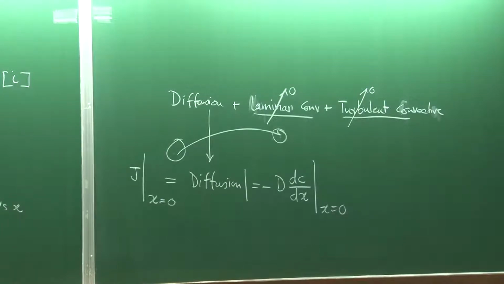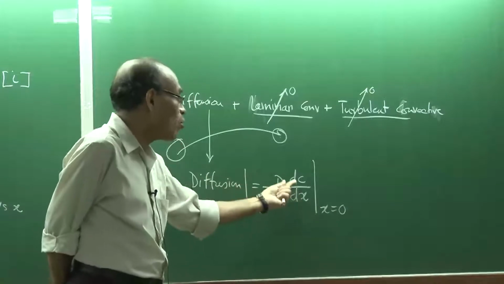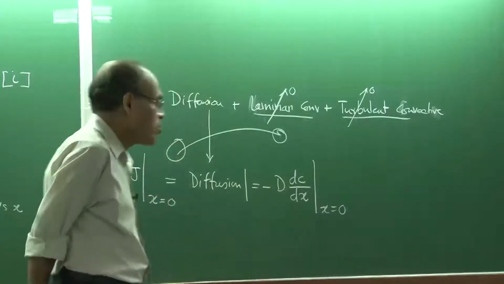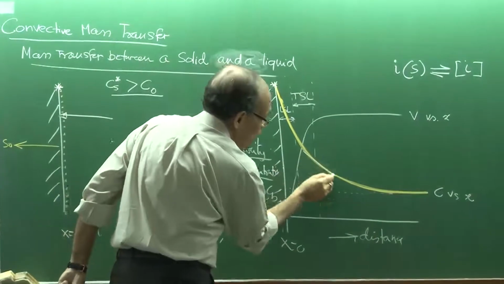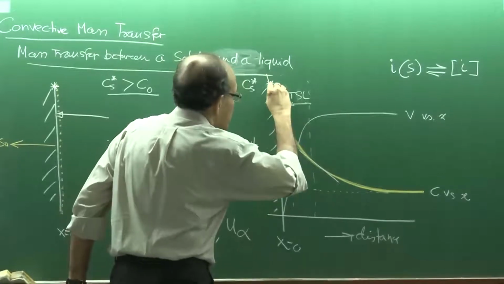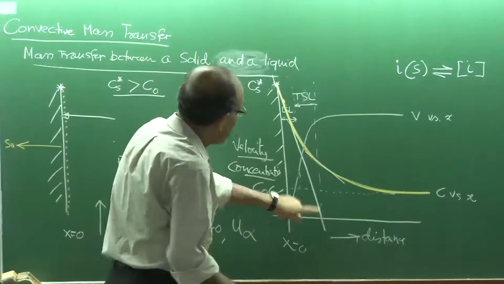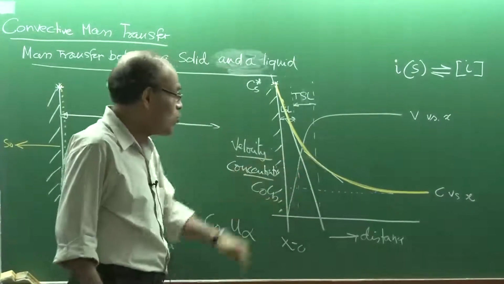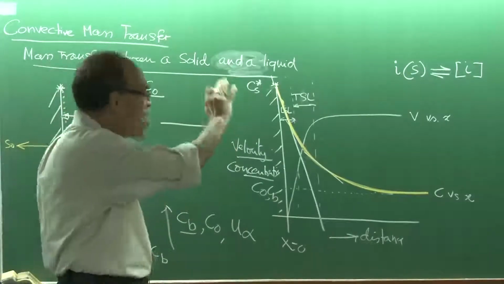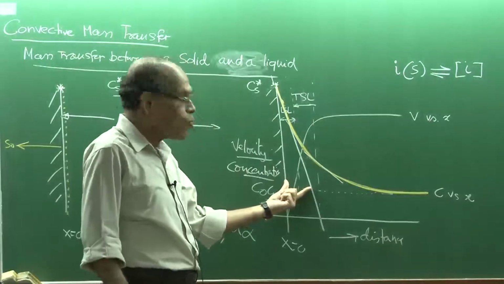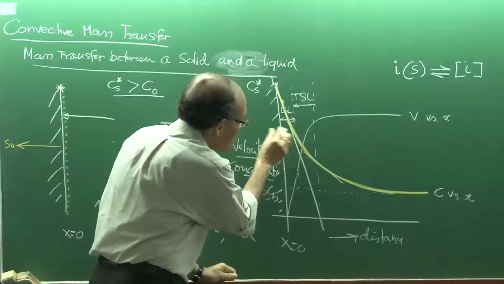What does this indicate? If D is constant, dC over dx at x is equal to 0 represents the slope of the curve at x is equal to 0. Now, you can imagine that if I draw the slope of the curve here, the slope of the curve is continuously changing, and this is the slope of the curve. And we are talking of this slope, dC by dx at x is equal to 0. Now, you can imagine if the flow is very fast, then what is going to be this slope? This slope is going to be much steeper, or the thickness of this region is going to be much more.